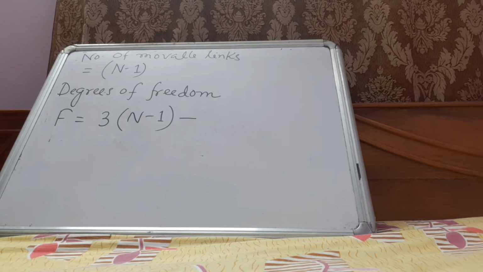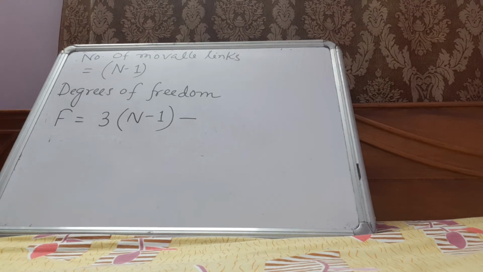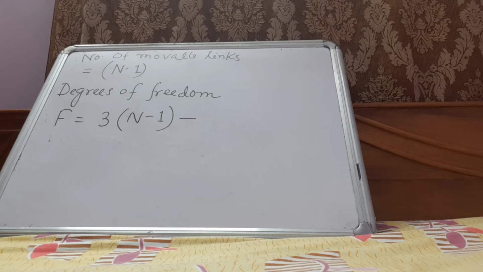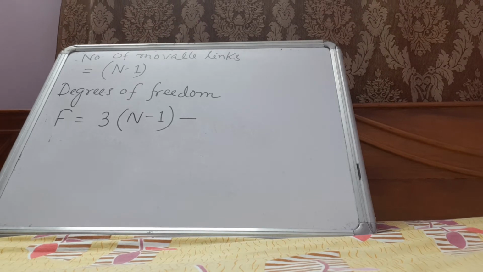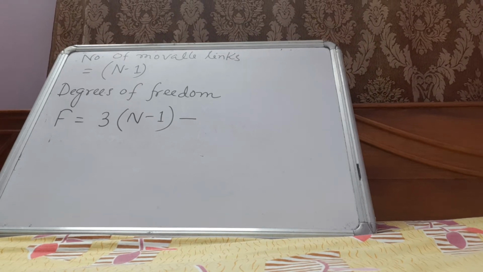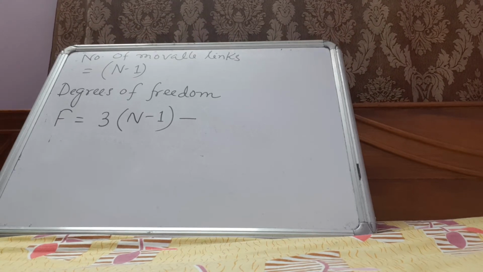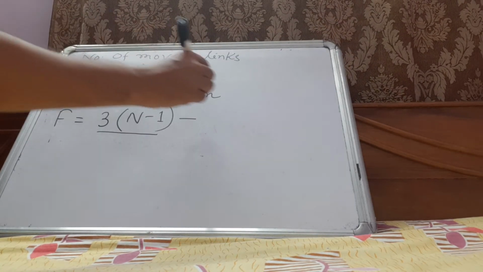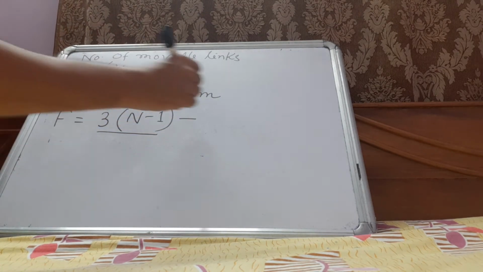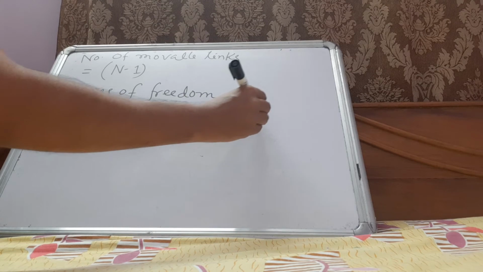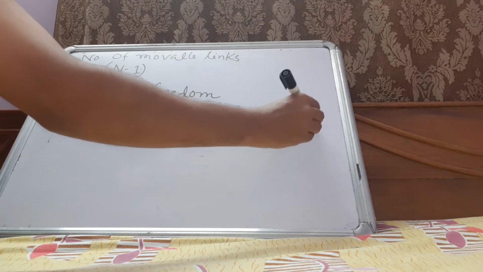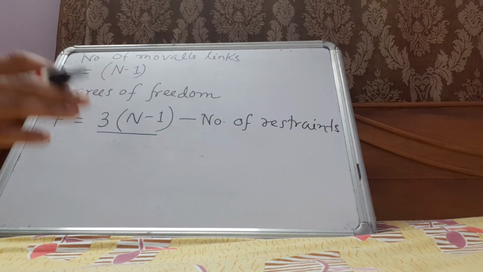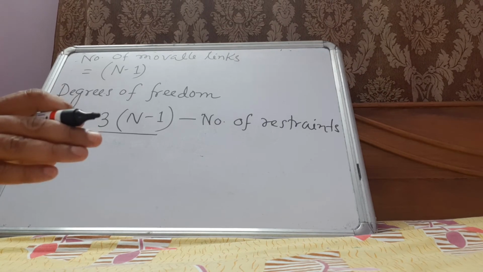Restraints means whenever we make one mechanism, we must pair the links. Whenever we pair the links, some of the degrees of freedom will be arrested. So those degrees of freedom which will not be allowed must be subtracted from this. So we must subtract the number of restraints. Restraints means arrested degrees of freedom that are not allowed.